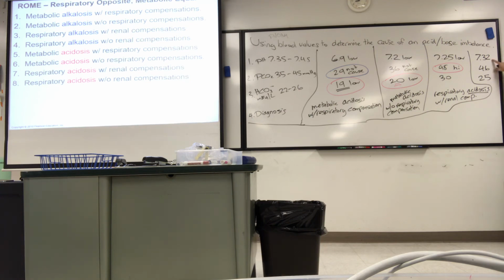All right, this one is 7.32. That value is low, so that's an acidosis. 46. That's high. So that's low, high, that's too much. So we know that it's a respiratory cause. Are the kidneys helping? No, because they're just within the normal range. So, without renal comp.